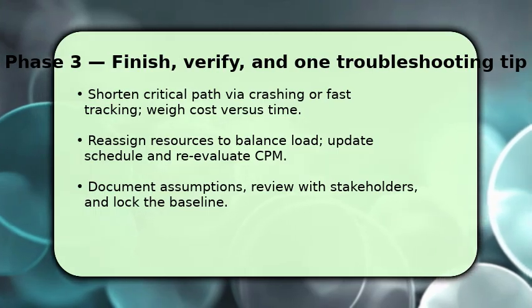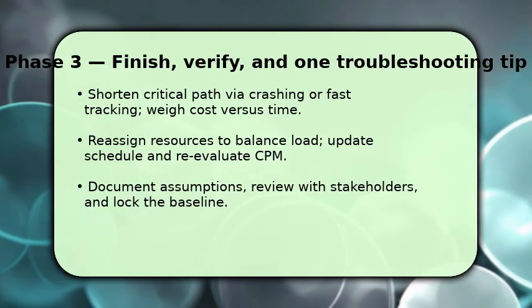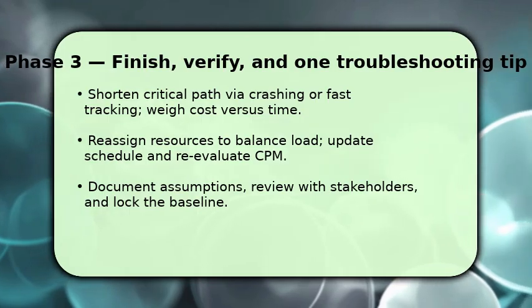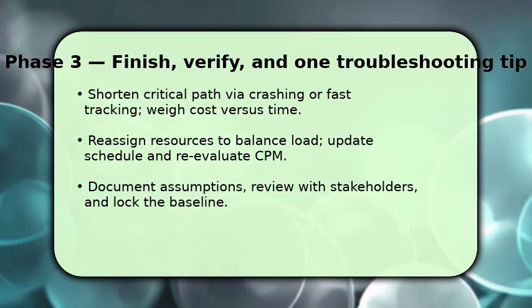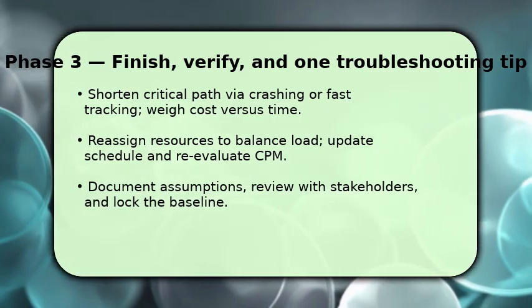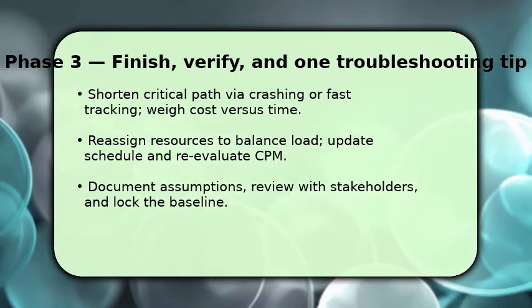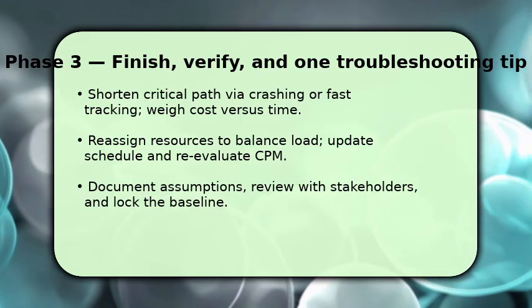Once you reassign resources or change durations, immediately recompute the CPM and confirm no new critical chains appeared. Then baseline the schedule and communicate assumptions to stakeholders. This ensures scope and risk are shared.